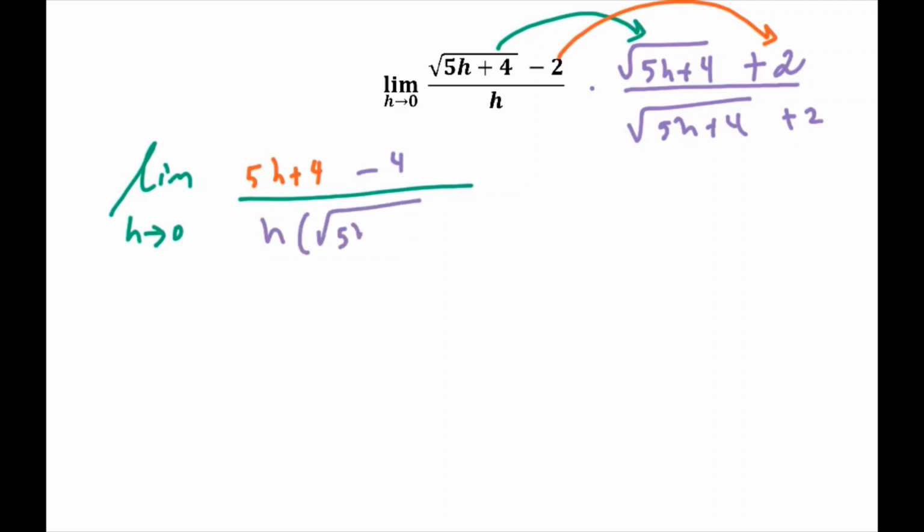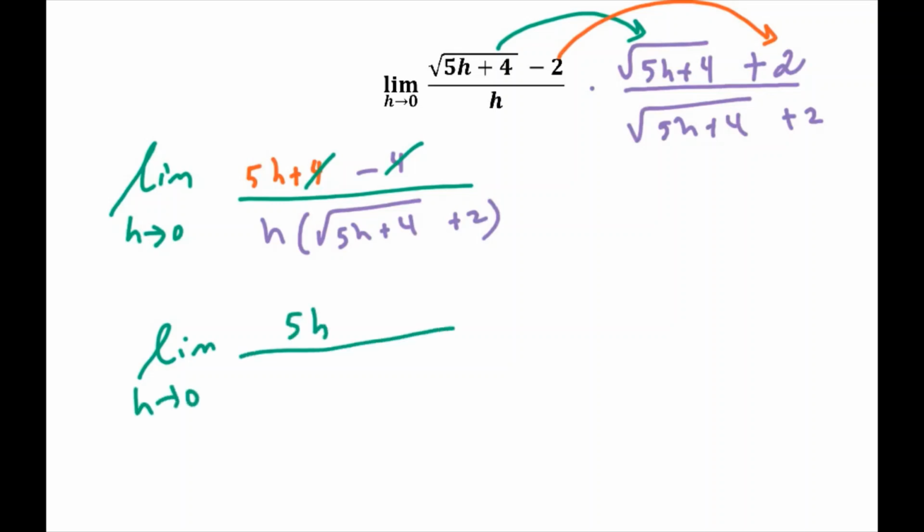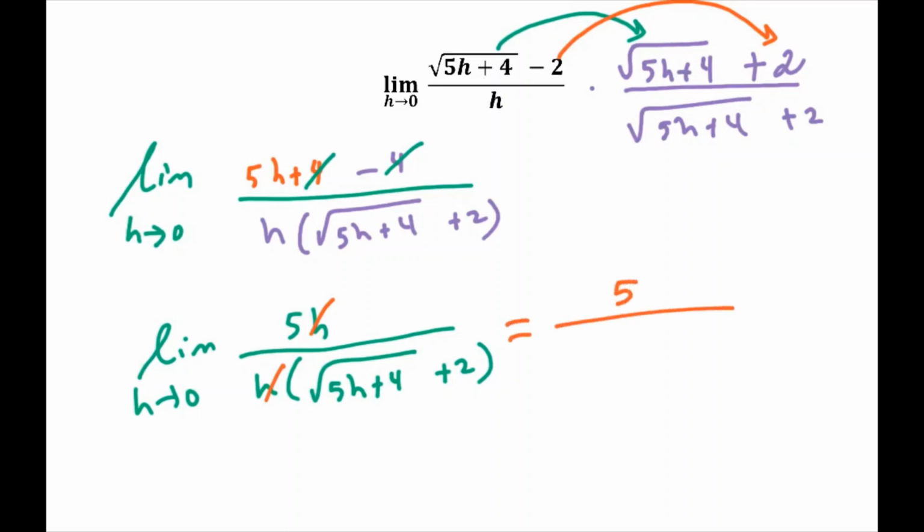Now these two will cross out each other, so the answer will be 5h over h. Now again, these two will cross out each other, and finally we can substitute h by 0. That's going to be 5 over the square root of 5 times 0 plus 4, plus 2. That's going to be equal to 5 over, square root of 4 is 2, 2 plus 2 is 4.